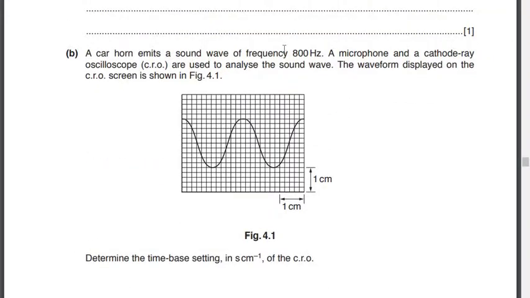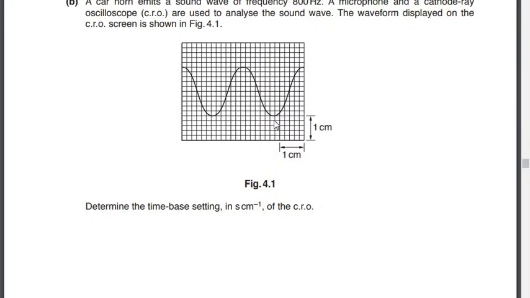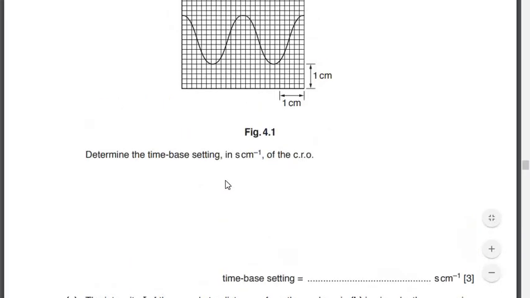A car horn emits a sound of frequency 800 Hz. A microphone and cathode ray oscilloscope are used to analyze the sound wave. The waveform displayed on the oscilloscope screen is shown. So it is 1 cm, 1 cm. So how much is it here? From here, this is 1 cm, 2 cm, right? How much do we get? 1 cm, 2 cm, 3 cm, shall we take? Here there is 2.5 cm. So determine the time base in centimeters of the CRO.